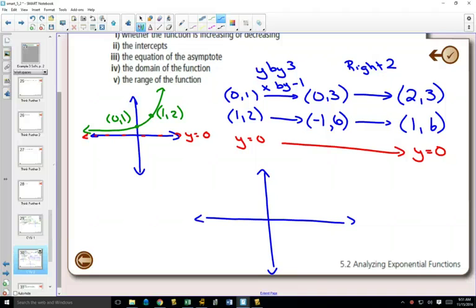Putting that all together, start by graphing your asymptote, y equals 0. Plot your points. So we've got (1, 6) and (2, 3). Because of those points, you'll know the shape of your graph looks like this.